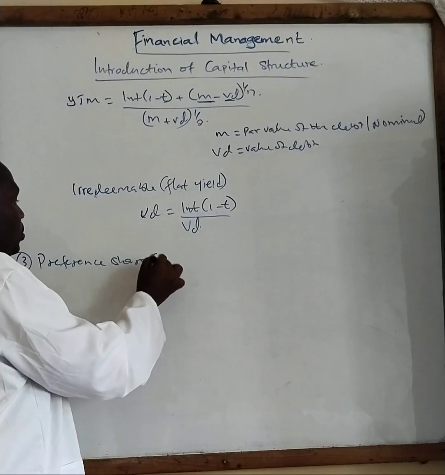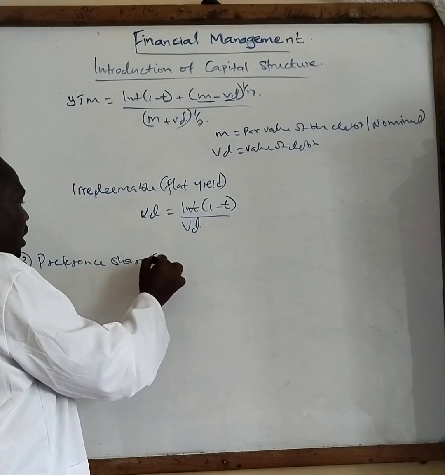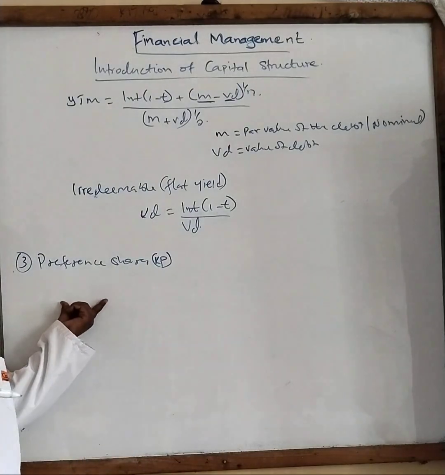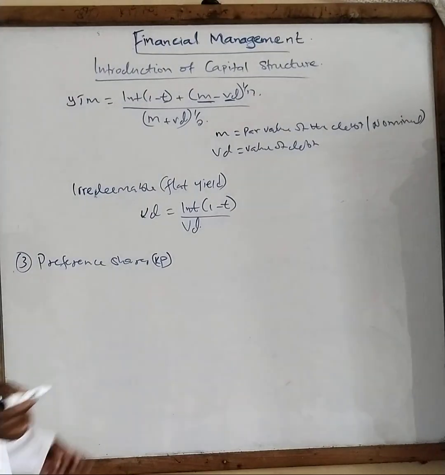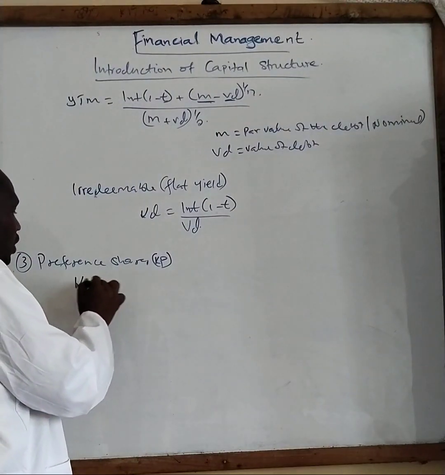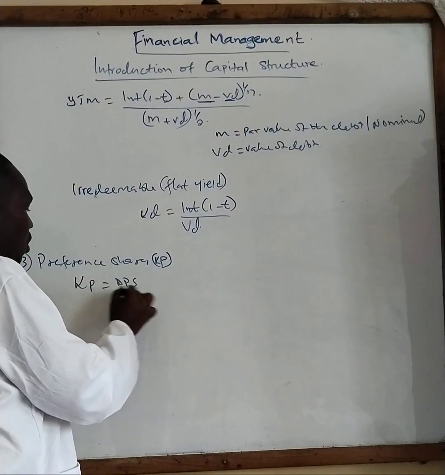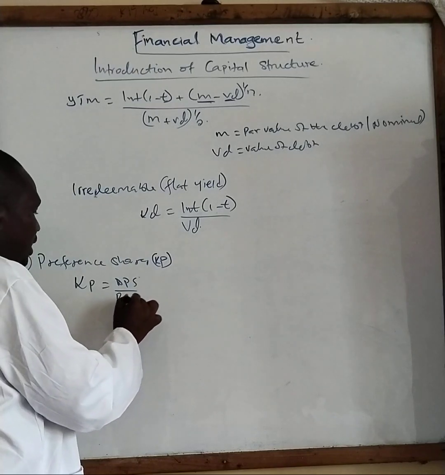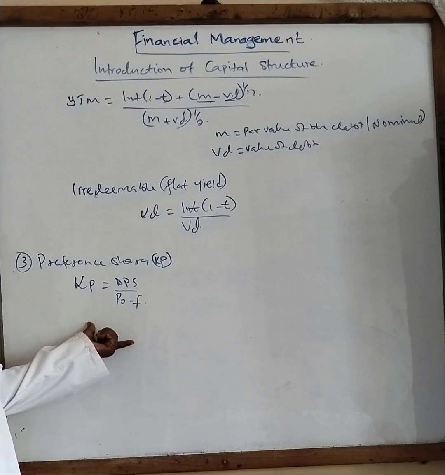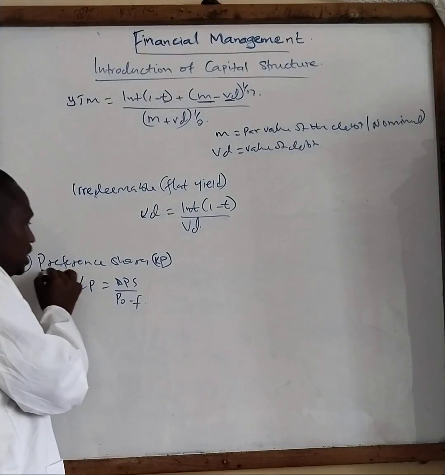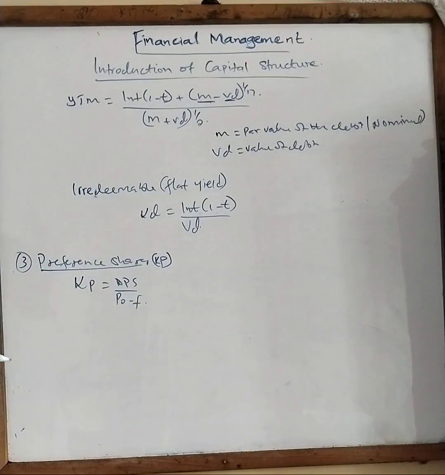Preference shares, KP. Preference shares is also part of the capital that has been contributed into the entity. For that case, now we can say, okay, cost of preference is given by DPS over market value minus any flotation. Now, do we have growth in the preference shares? The answer is no. Why? This is a fixed dividend that is paid to the shareholders.